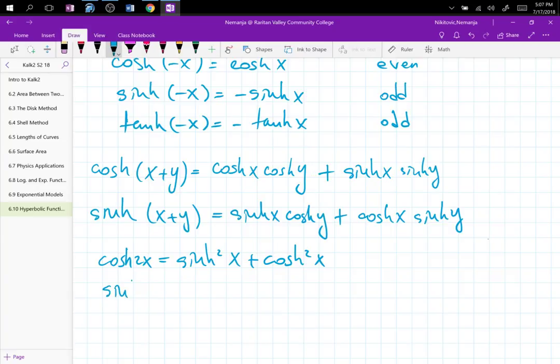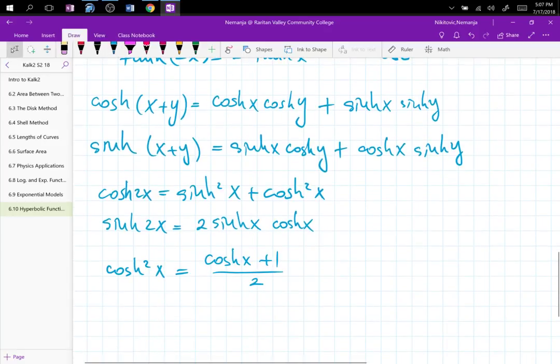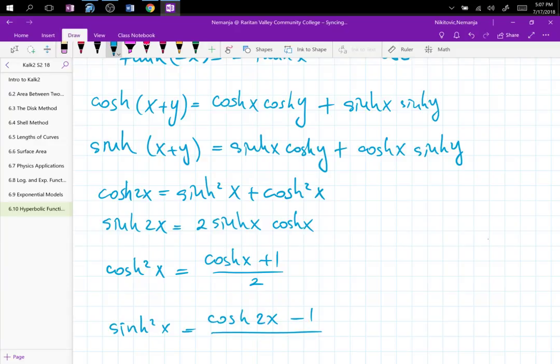Now you have sine hyperbolic 2x, and that's identical to what you have in trig, 2 sine hyperbolic x cosine hyperbolic x. And then cosine hyperbolic squared x, this is the power reducing, is cosine hyperbolic x plus 1 divided by 2. And for the sine, you're subtracting 1. So sine hyperbolic squared x is equal to cosine hyperbolic of 2x minus 1 over 2.